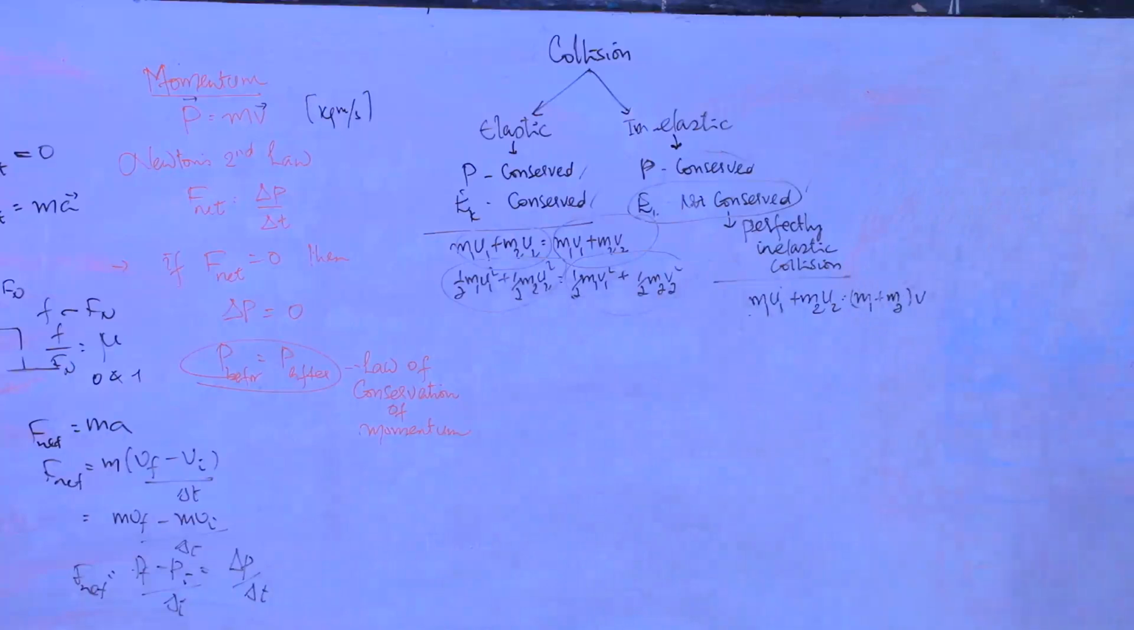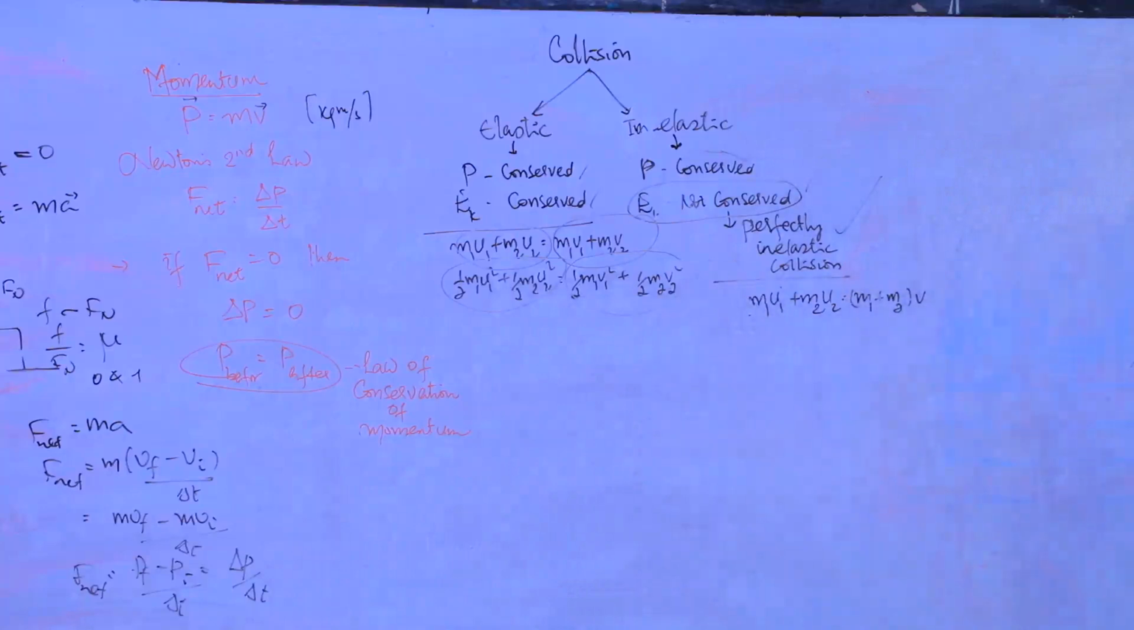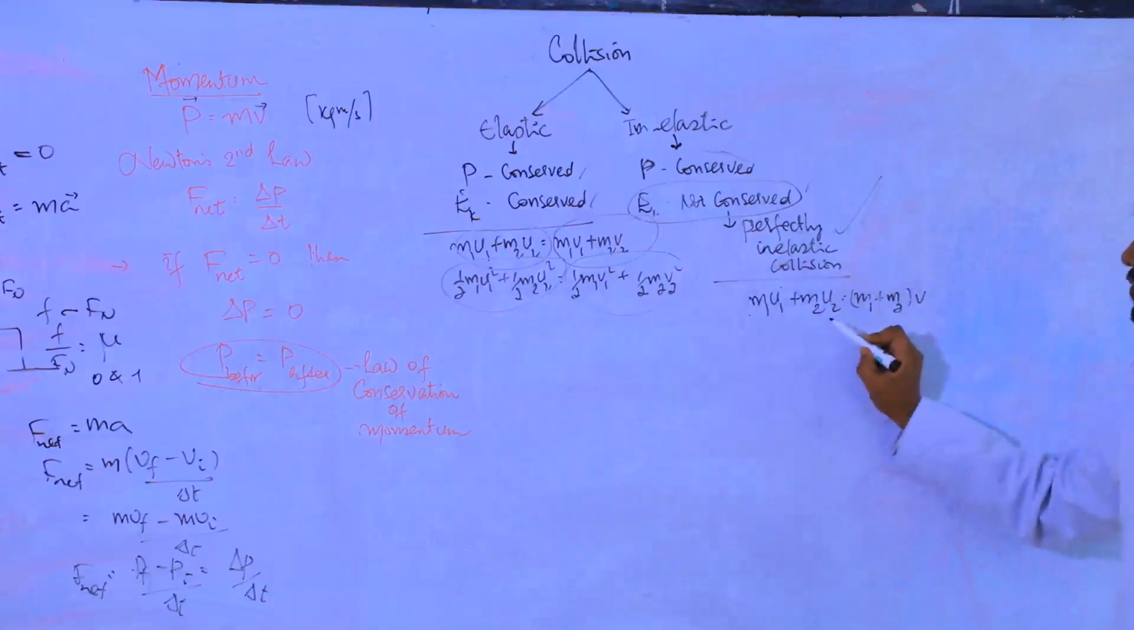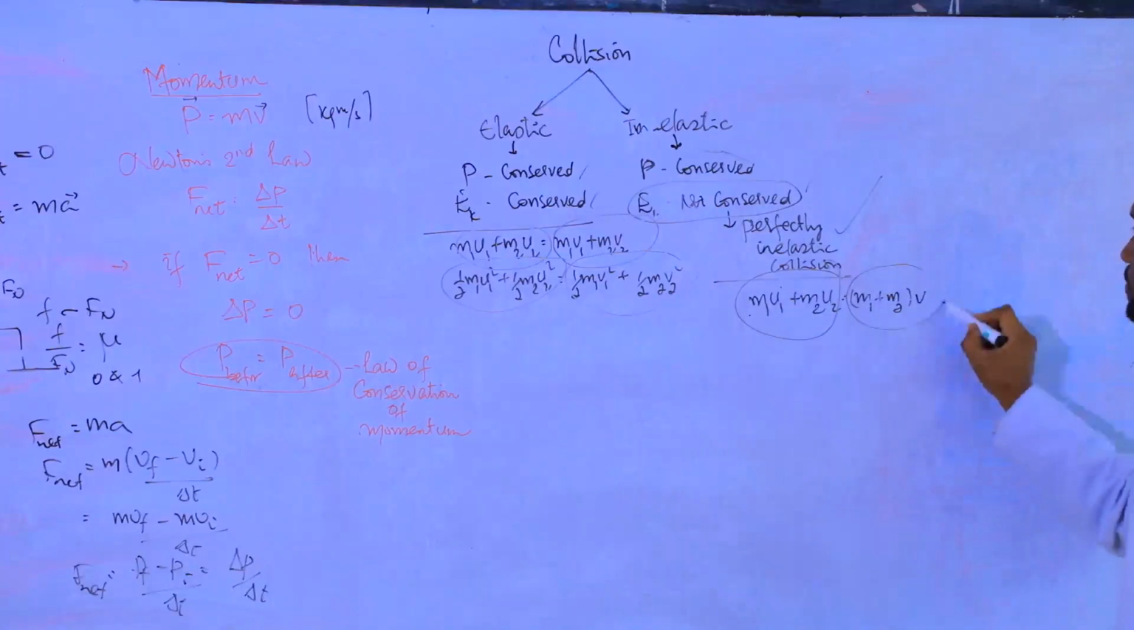Okay? But in a special kind of inelastic collision, a perfectly inelastic collision, the two objects move with some common velocity after collision. So from the law of conservation of momentum, m1 u1 plus m2 u2, the total momentum before collision, is equal to (m1 plus m2) multiplied by v, where v is the final common velocity of the two colliding objects.